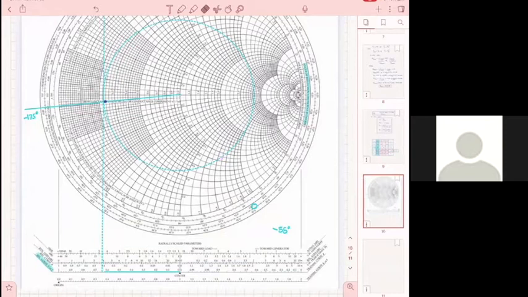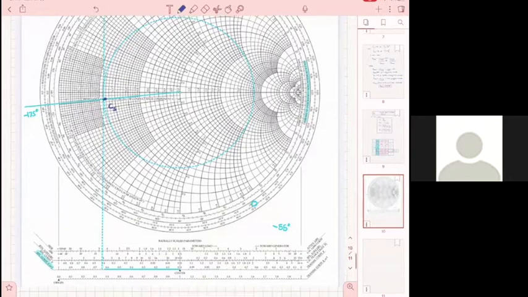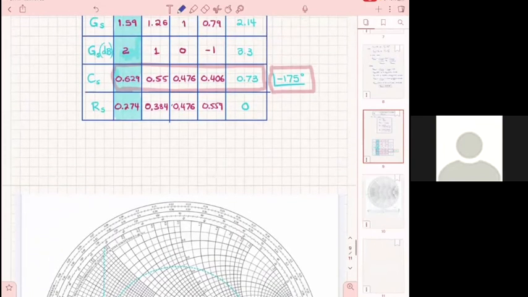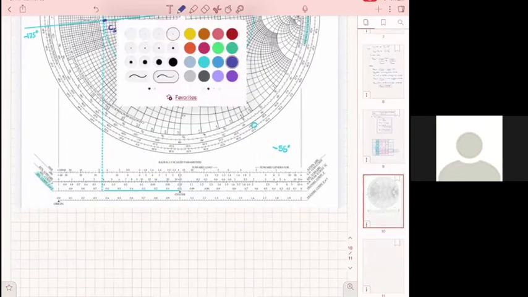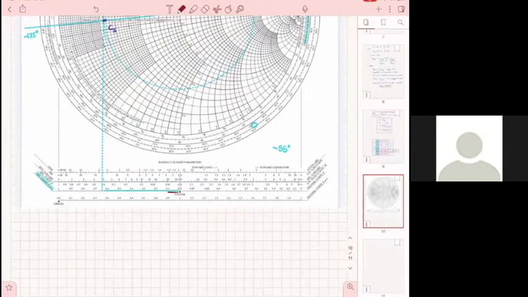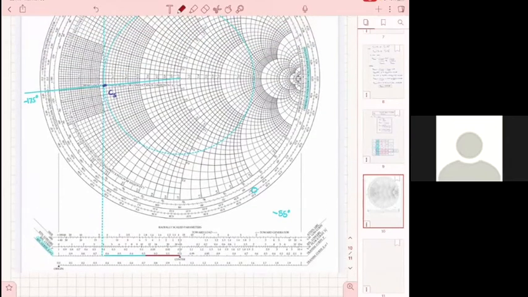Okay, so now that I found C sub S, which is here, now I'm going to find R sub S, which is 0.274. I'm measuring 0.274 now. I'll use a different color. 0.274, which is somewhere here. And then I'm going to take it here and draw a circle. That's the best I can do here. Draw a circle that goes through this point with the center at C sub S.